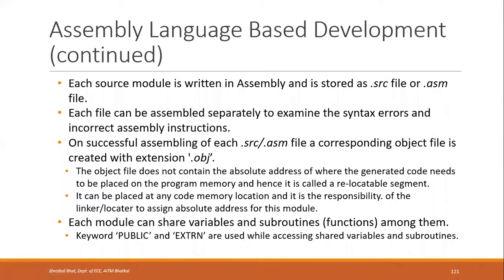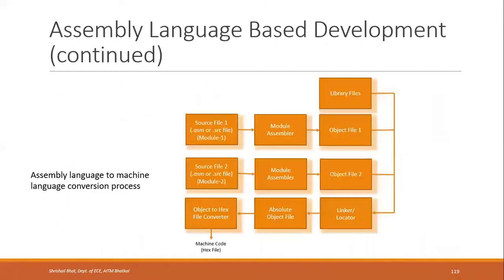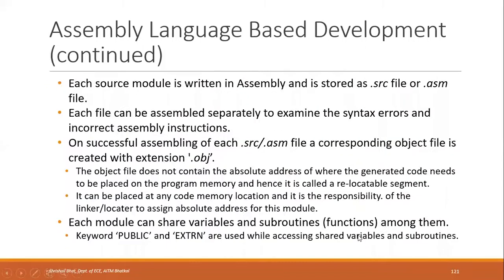The object file does not contain the absolute address of where the generated code needs to be placed in the program memory, so it is called a relocatable segment. It can be placed at any code memory, and it is the responsibility of the linker to find the absolute address of this particular module. The linker or locator creates the absolute object file. Each module can share variables and subroutines among them.